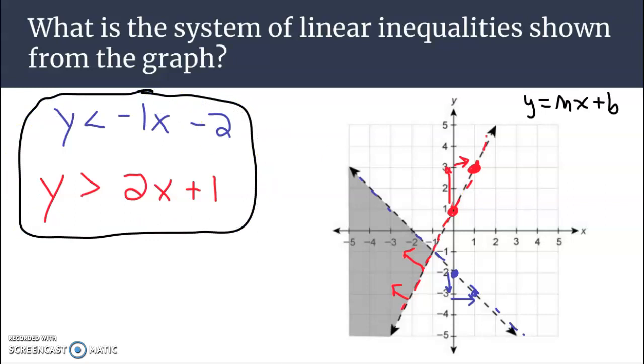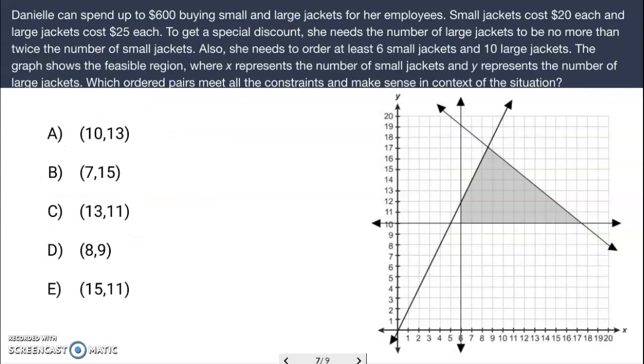All right, now the next one is what we call a linear programming problem. It says Danielle can spend up to $600 buying small and large jackets for employees. Small jackets are $20 each, large jackets are $25 each. To get a special discount, she needs the number of large jackets to be no more than twice the number of small jackets. Also, she needs to order at least 6 small jackets and 10 large jackets.